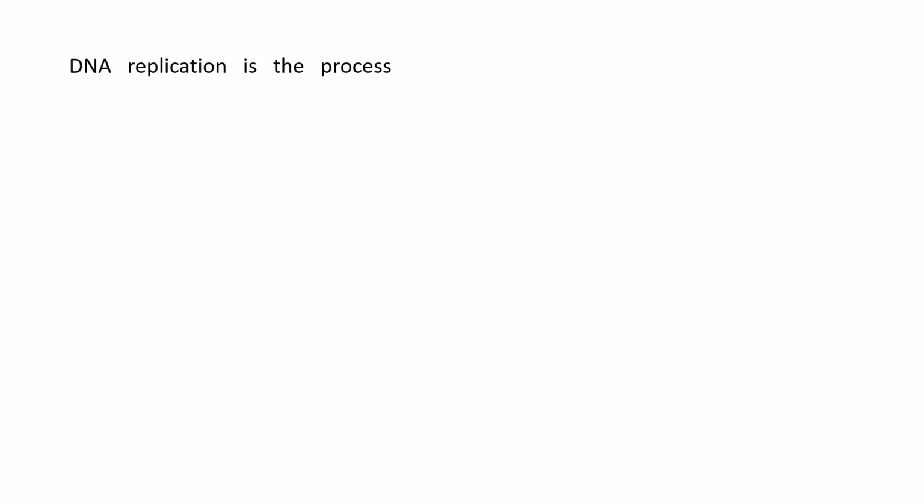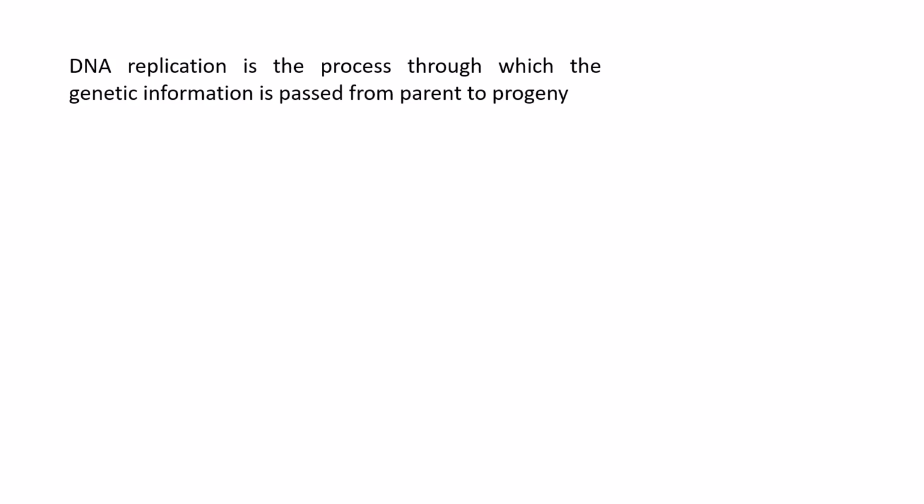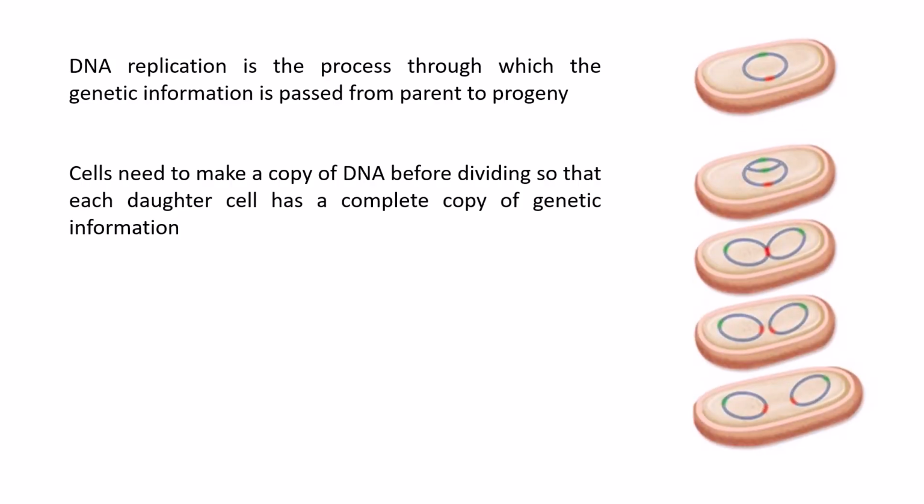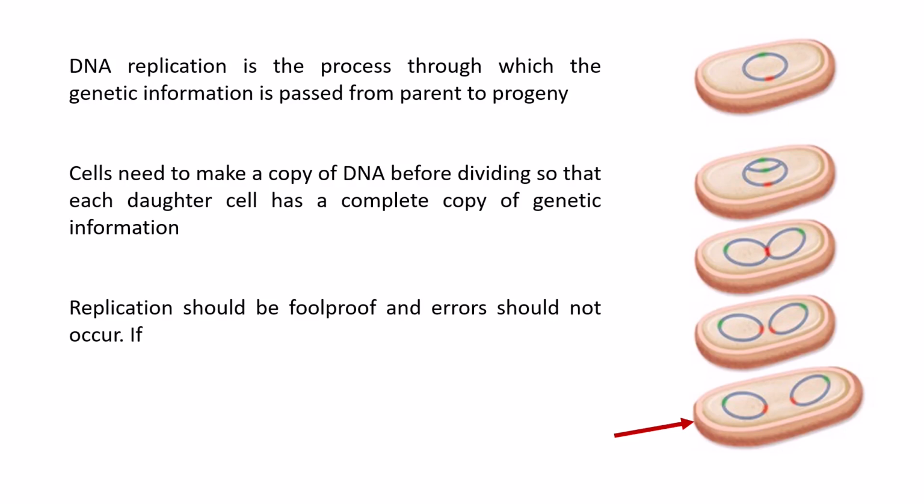DNA replication is the process through which the genetic information is passed from parent to progeny. Cells need to make a copy of DNA before dividing so that each daughter cell has a complete copy of genetic information, as can be seen on your screen. Replication should be foolproof and errors should not occur. Even if errors occur, they should be corrected in time.